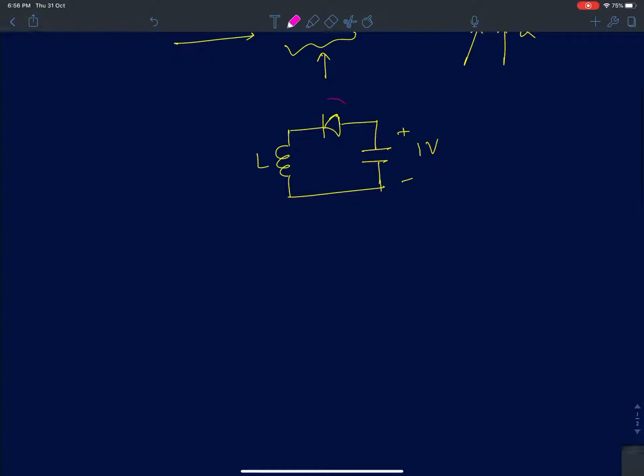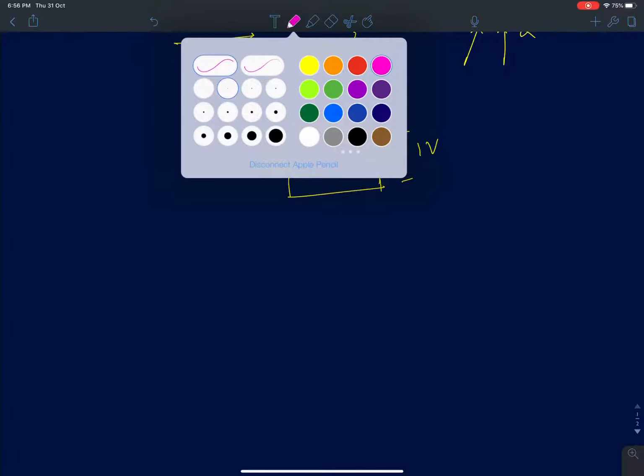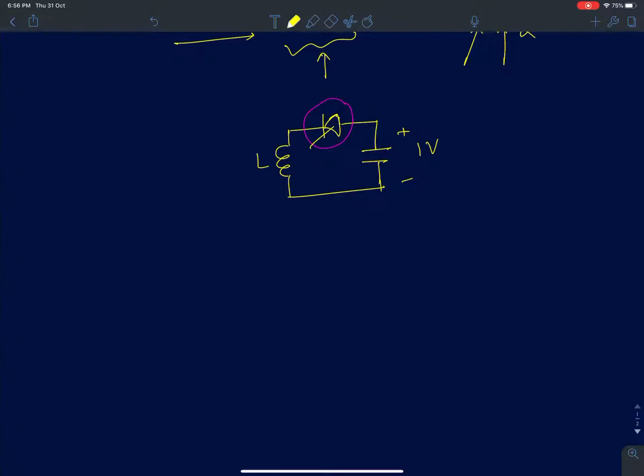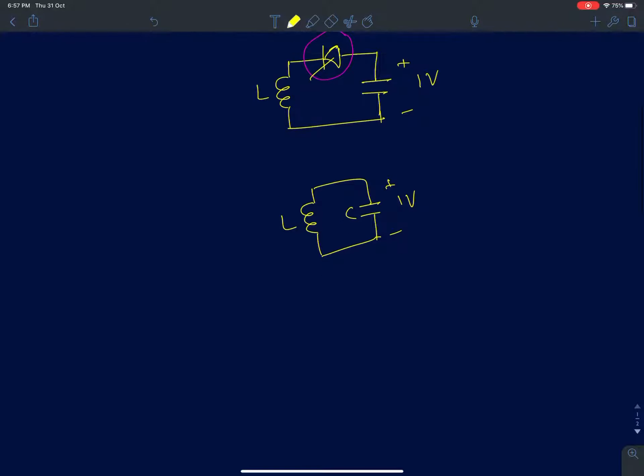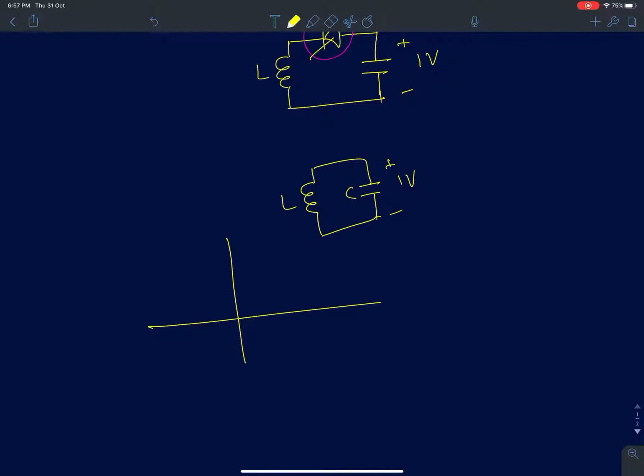Now, if the diode was absent, then we already know that the inductor and capacitor form a parallel LC circuit with an initial voltage of 1 volt. The capacitor will be discharged by the inductor and the energy will be stored in the inductor. So the waveform is going to look something like this, where we get an oscillatory voltage signal across the tank, across the LC circuit.